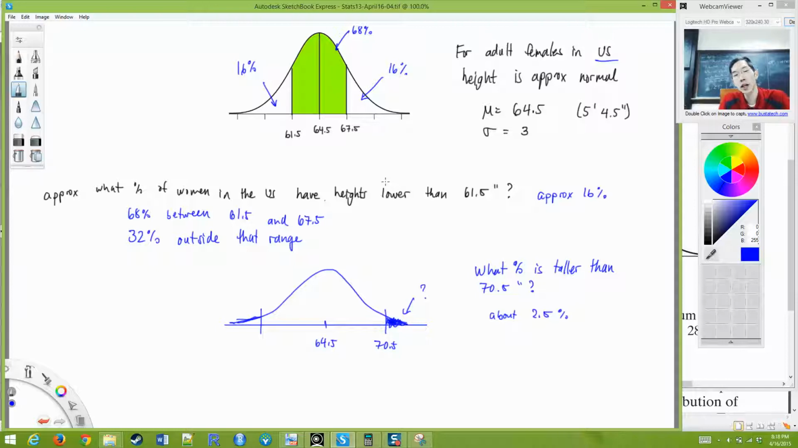What if I asked, what if I didn't choose one of these nice little numbers here? What if I didn't say what percentage of women have heights lower than 61.5, but I said what percentage of women have heights lower than 62 inches? What do we do then?